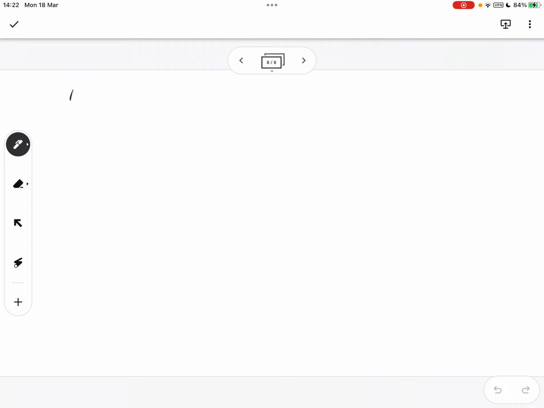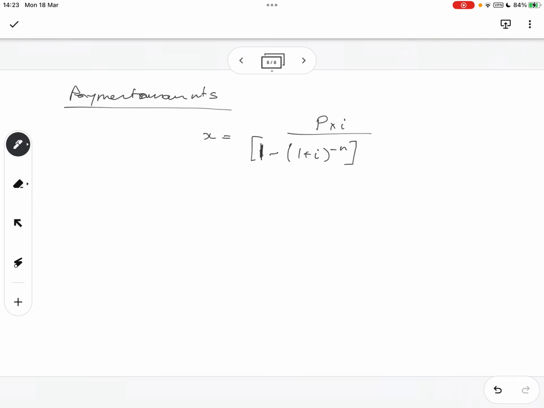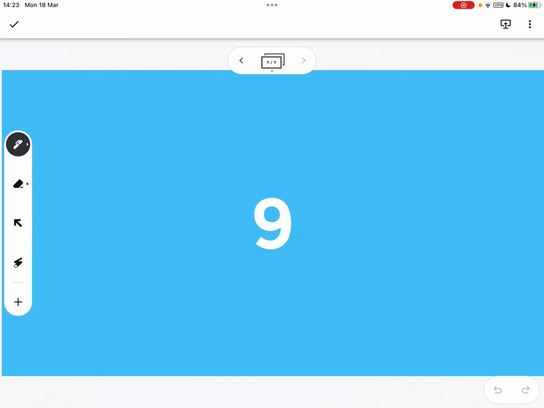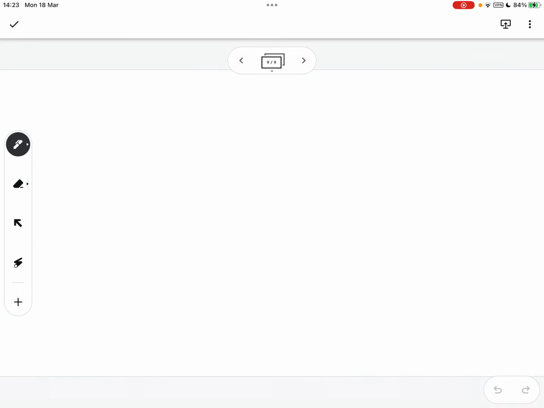Whereas the payment amounts would be something else. So this is how much would be paid back at a regular interval. So it'd be x equals P times i, P times interest, over 1 minus (1 plus i) to the power negative n. Okay, cool. Now let's quickly do a worked example.